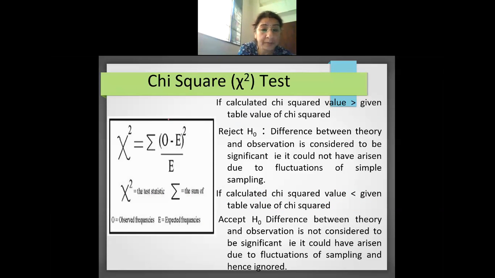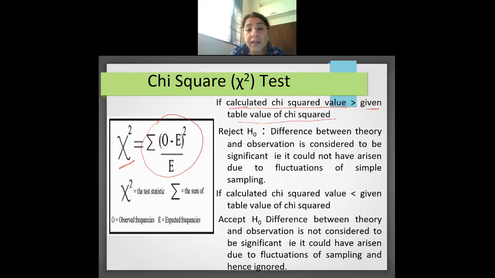Now, how do you do the chi-square test? The formula used is this: (O minus E) whole squared divided by E, summed up for all. O is the observed frequency, E is the expected frequency. From the given data, you calculate O and E, and then calculate this chi-square value. The conclusion will be based on this calculated chi-square value. So you compare it with the given table value.